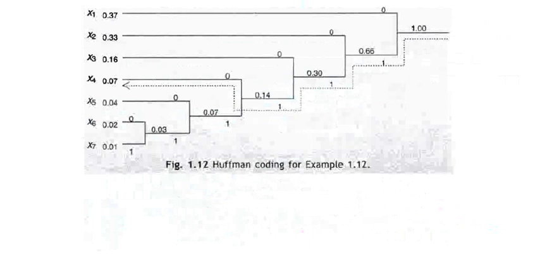So 0, 1 is assigned to these symbols. And next the new combined source probability is 0.14, and next least probability is 0.16. We will combine now these two, 0.16 and 0.14. The new probability is 0.30.